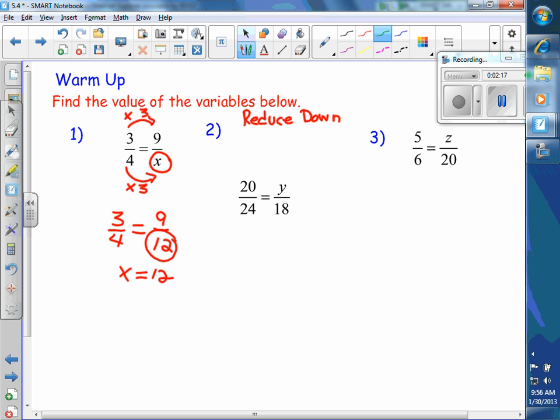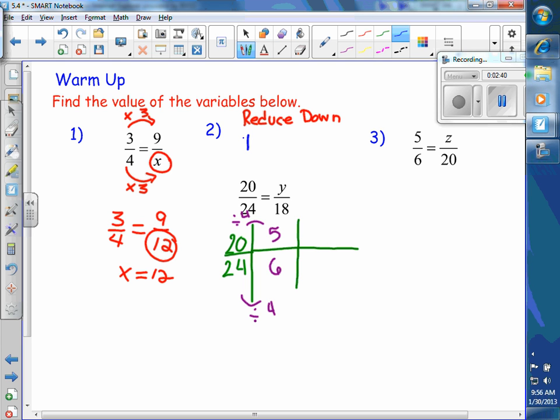Can you take a fraction or a ratio like 20/24 and reduce it down? Because this builds your number sense before we do shortcuts. What goes into both of these? 4, right? 5/6. So this is 5/6. So sometimes just using number skills, we could reduce down so we can then build up.